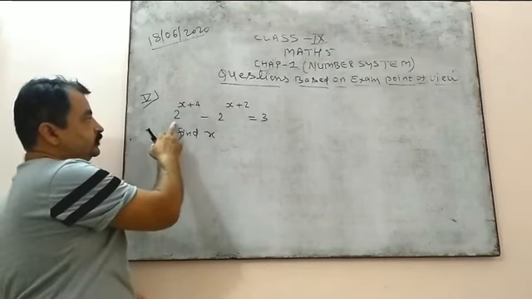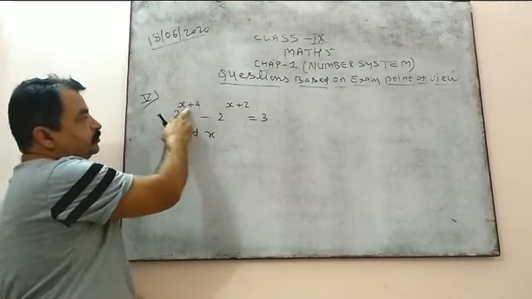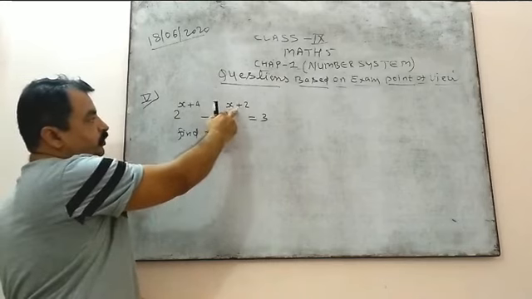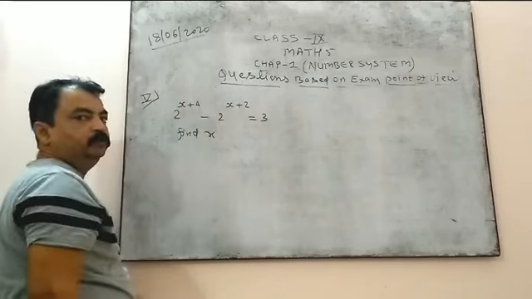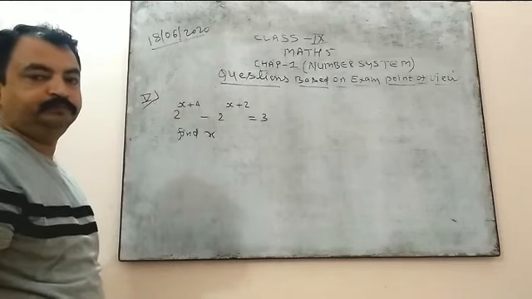See, the question is this: 2 raised to the power x plus 4 minus 2 raised to the power x plus 2 equal to 3. Then find the value of x.